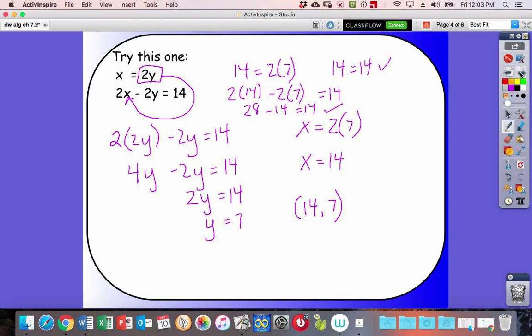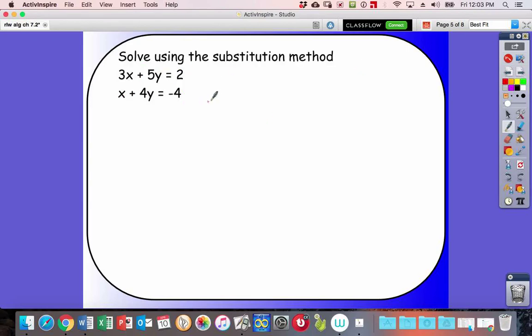I'm going to do another example. Now in this one, I'm going to kind of cry a little bit first because I don't have any variables that are all by themselves. But I want to do this in the most efficient way possible. I'm going to pick this one down here because this one, there's no coefficient on my x here. So I think it would be fast if I just subtracted 4y from both sides.